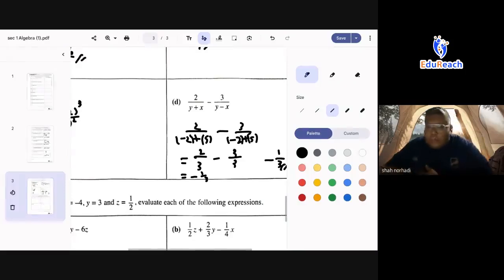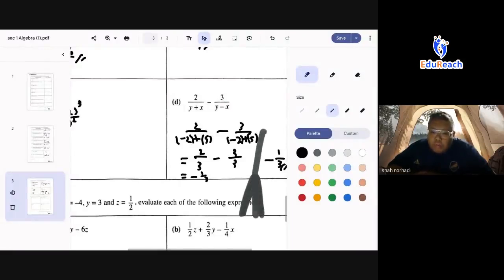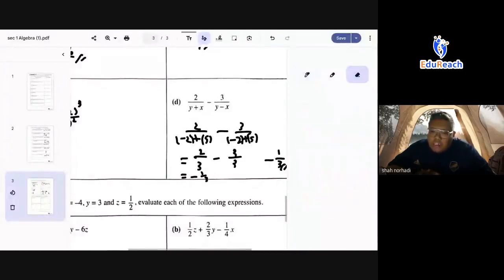Now, what will happen here? When you take negative 2 plus 5, it will give you 3. That is okay. But when you take negative 2, y minus x, why you put negative 2? I'm sorry, I need to see your screen. Yeah, there's some mistake there. It is y minus x, not y plus x. The second fraction.